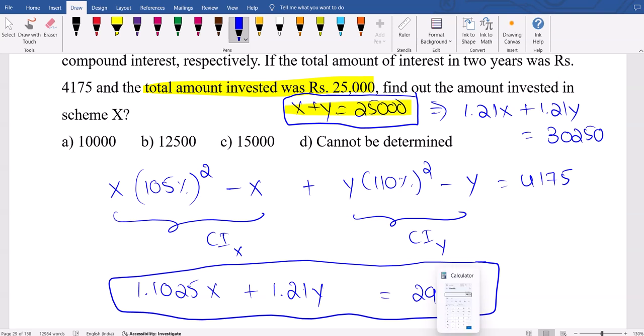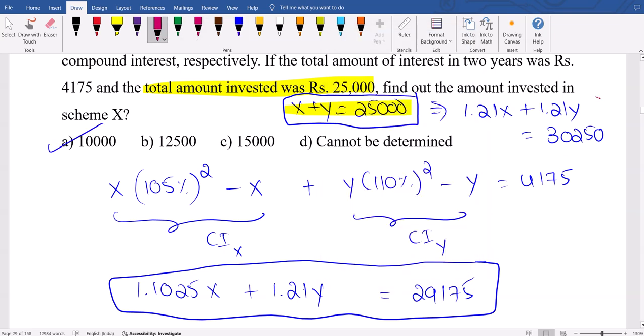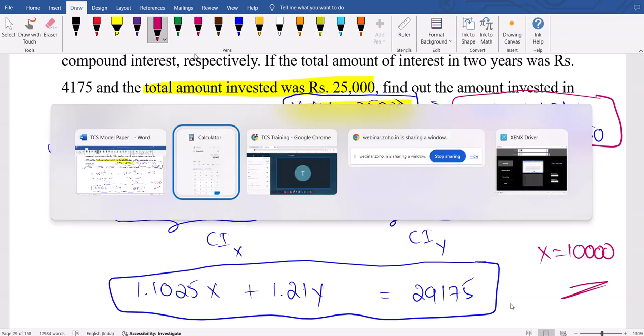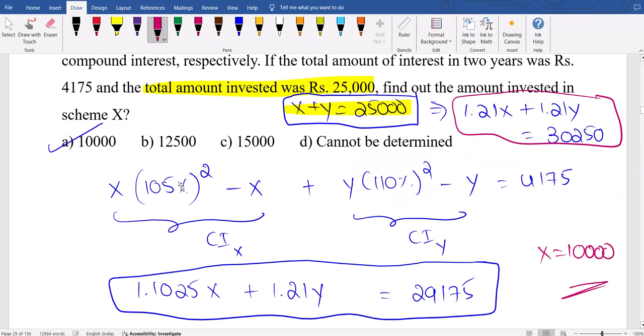So X will be 1.21 minus 1.1025, which is 0.1075. Divide by 0.1075 and it will give 10,000, which is the X amount. Solving this equation, X will be equal to 10,000. Different approaches you can try. Right.